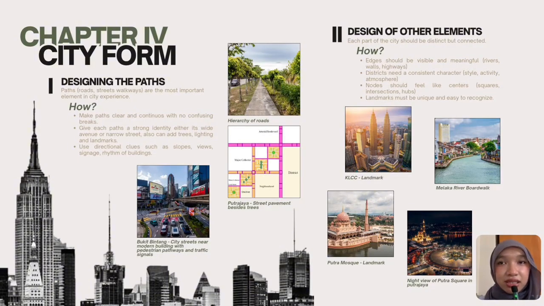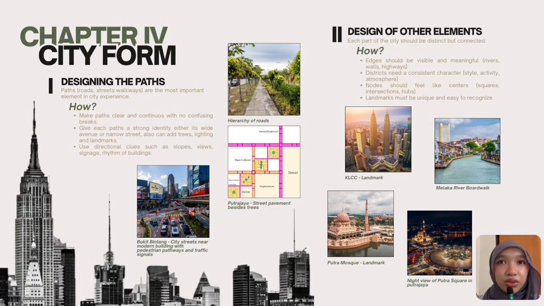The first is to make sure that the paths are clear and continuous, with no confusing breaks. Second, give each path a strong identity, either by its wide avenue or narrow streets. We can also add trees, lighting, or even landmarks. And the third is to use directional clues such as slopes, views, signage, or the rhythm of buildings. It helps a lot in making sure that the user knows which path they are currently on.